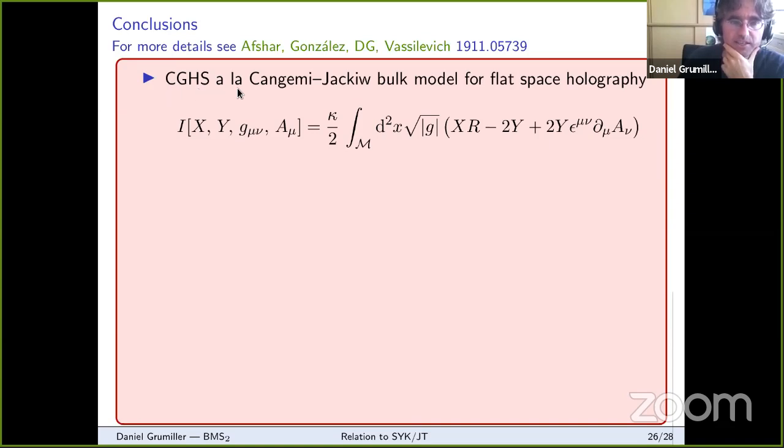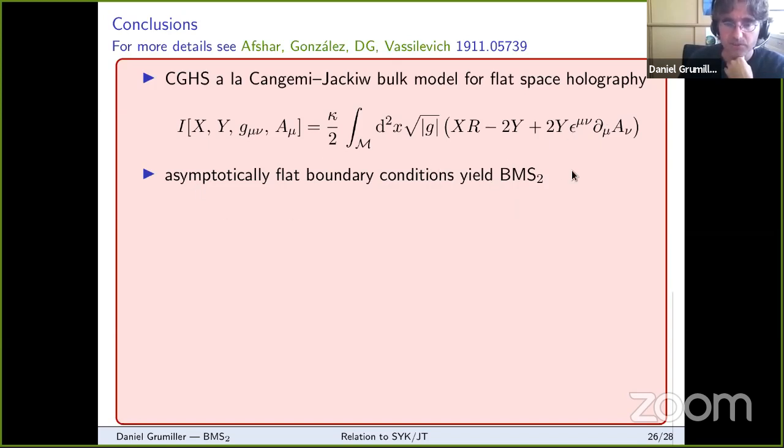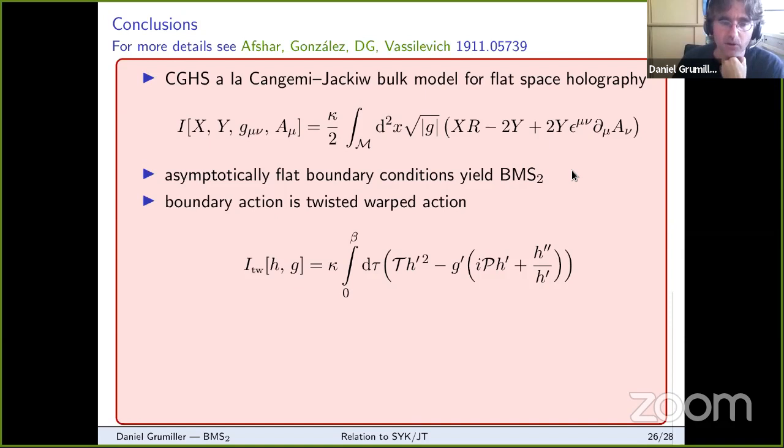We looked at CHS à la Callan-Giddings-Harvey-Strominger as a bulk model for flat space holography. So this is the Einstein-Maxwell-Dilaton action that we used. We imposed asymptotically flat boundary conditions that yield BMS2 symmetries. And the boundary action, the analog of the Schwarzian action, is this twisted warped action with the phase field G and this diffeo field or requantization field H.